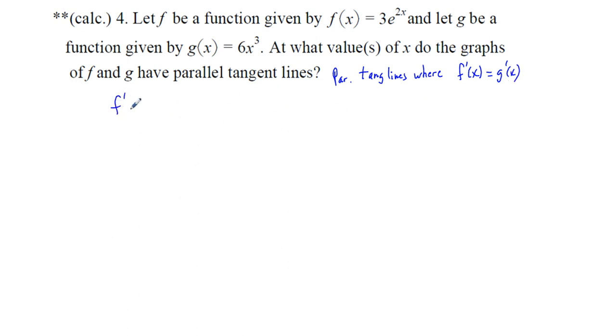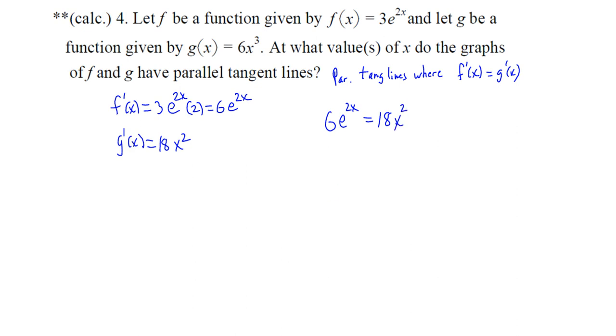So let's find what those are. f prime of x is equal to 3e to the power of 2x times the derivative of this, which is 2. So we're going to get 6e to the power of 2x. And g prime of x is equal to 18x squared. And so basically we're looking for the x values where 6e to the power of 2x is equal to 18x squared.